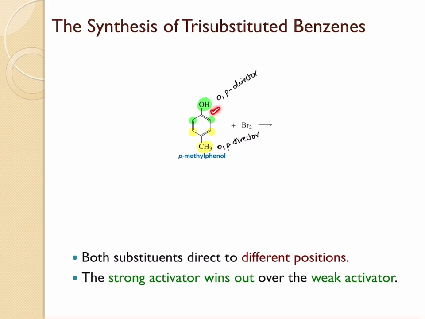Now between these two groups, which of these effects is going to predominate? The OH is a strongly activating group, whereas the methyl group is a weakly activating group. Now because the OH is a strongly activating group, the incoming electrophile is going to go on to one of these positions. So the product here would be this.